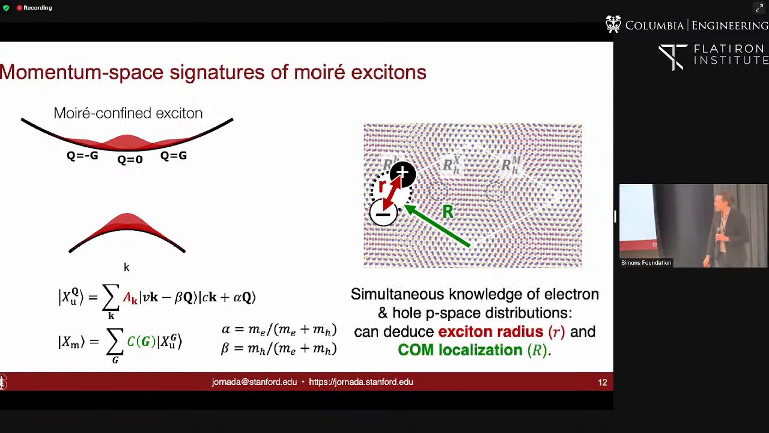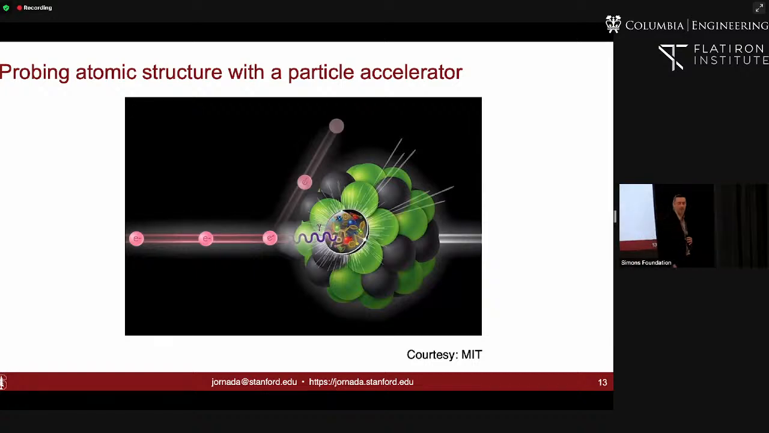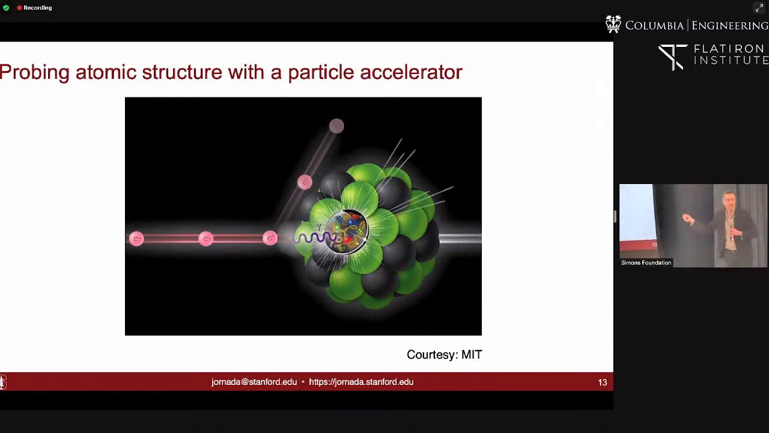So the question is now, if we have ways, even experimentally, to understand what this A of K and C of G look like, there's quite a lot to learn about the localization of those states. So how can you understand this internal structure of an exciton? Well, in high energy physics, you can understand the internal structure of a bound state with a particle accelerator or particle collider. You hit something and then you see the scattering properties, and you can deduce from that the internal structure of an atom, for instance.